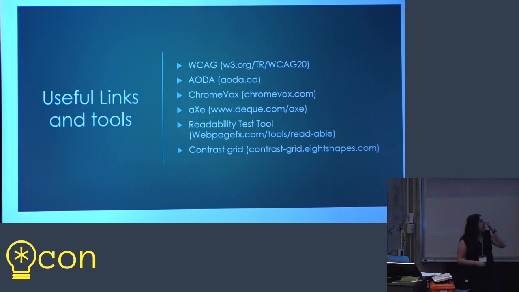The readability test tool that I used and ran my slides through is at webpagefx.com/tools/read-able, dash being the symbol. And then lastly, while this talk was about getting past color, contrast is still an important part of what web accessibility is. And so there's this site that produces something called a contrast grid. You can put your hex codes for your brand in it, and it will say which of your brand colors are compatible with one another. And if they are compatible, are they A, AA, or AAA? And this is at contrast-grid.8shapes.com, 8 being the word.